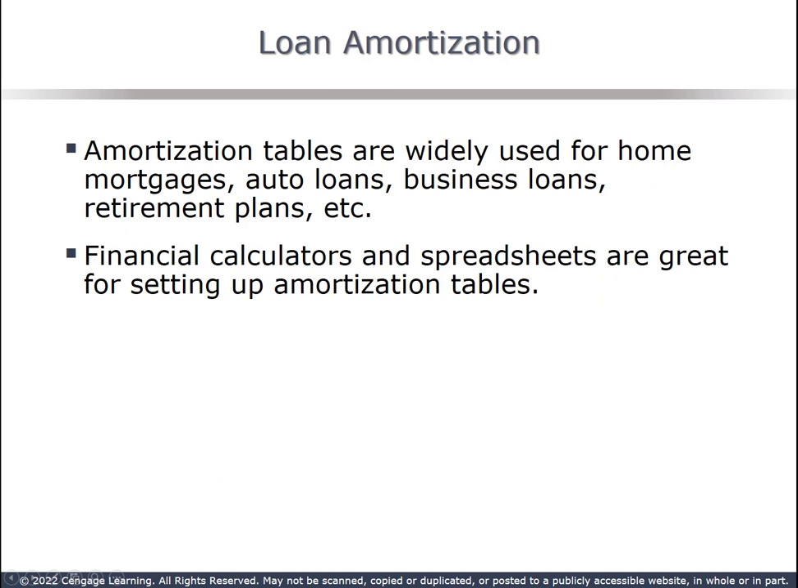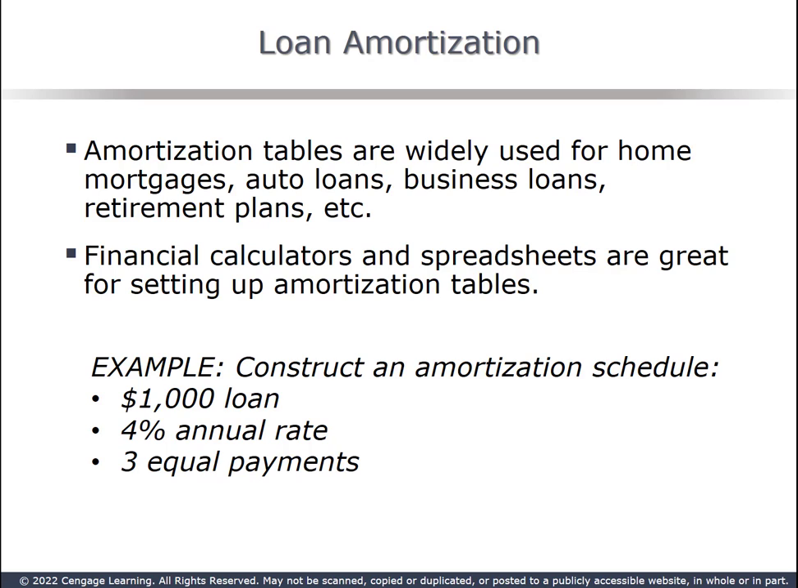Loan amortization makes use of TVM calculations to find the payment that will amortize a loan to zero over a given period. The same principles apply to home and auto loans. It is any loan designed to be repaid in equal periodic payments, reducing the principal to zero. Let's walk through a simple amortization example. We're borrowing $1,000 at a 4% annual rate to be repaid over 3 years.